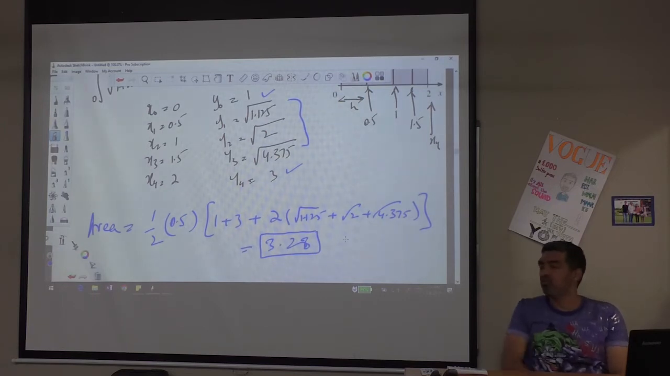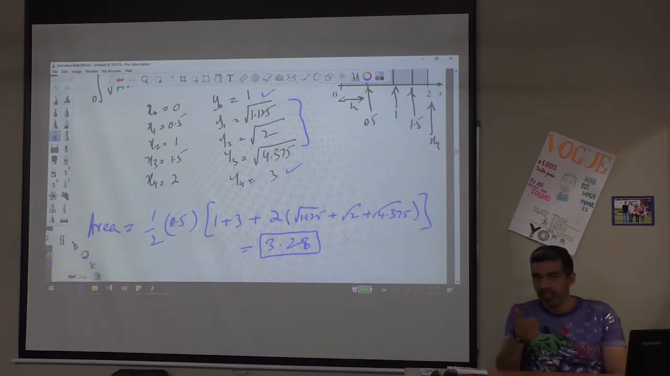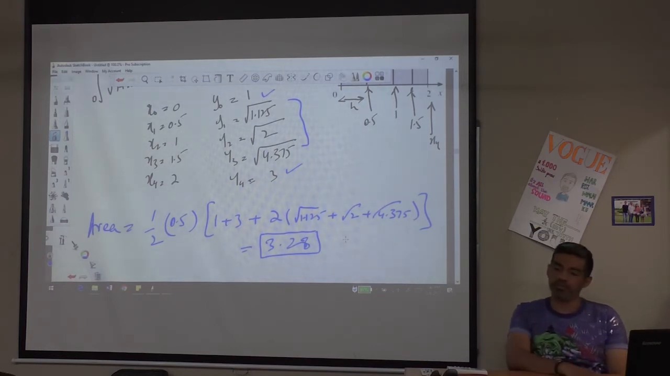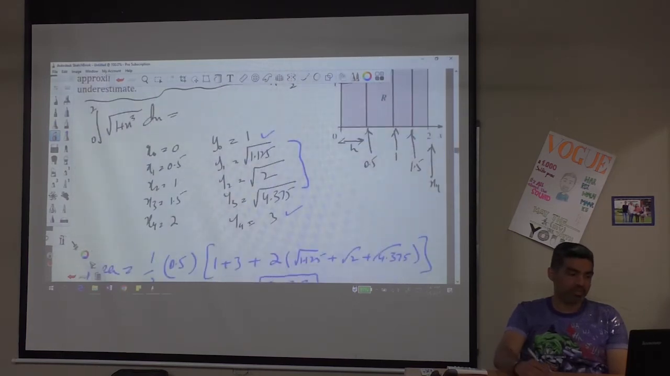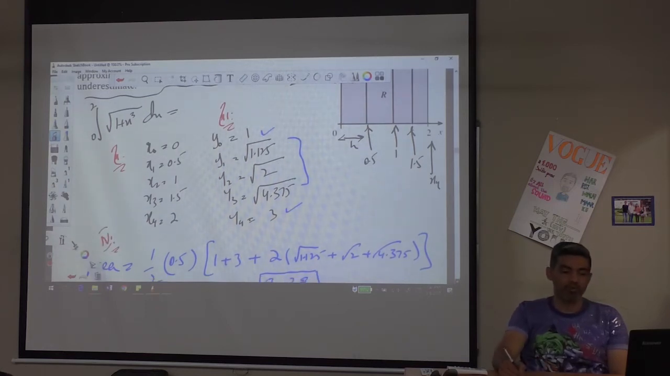Procedure is very simple. First you get the h value, then you chalk out all x naughts till the last xn, whatever comes. Then corresponding y values, and then plug into the formula and then your answer. So this is basically your step 1: get the h value. Step 2: get all the x's. Step 3: get all the corresponding y's. And step 4: plug in the formula.